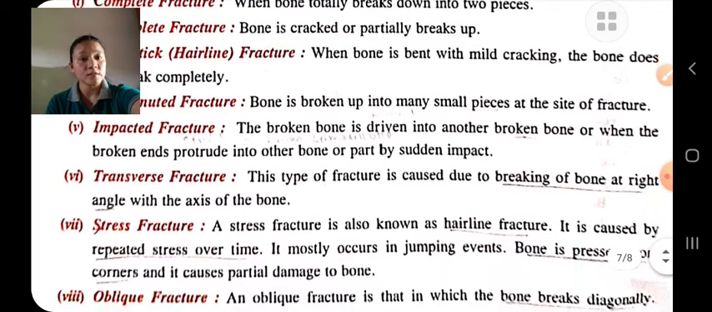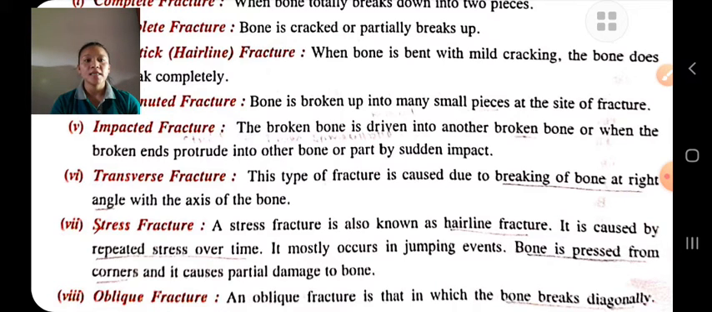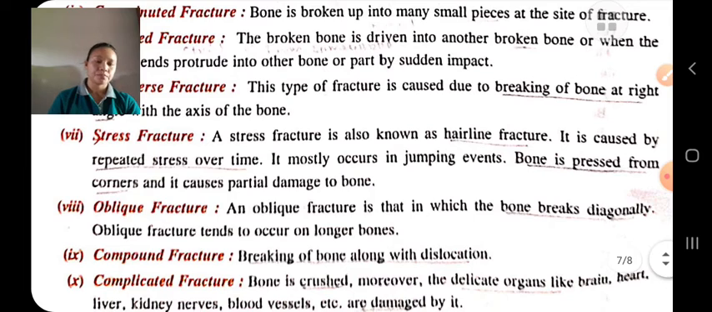Stress fractures, also known as hairline fractures, are due to repeated stress over time. The bone is pressed from the corners and it causes partial damage to the bone, and it usually occurs in jumping events, due to repeated stress over the joint. Oblique fractures: the bones break diagonally.